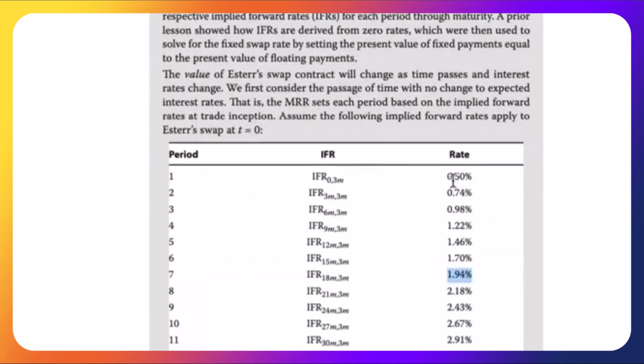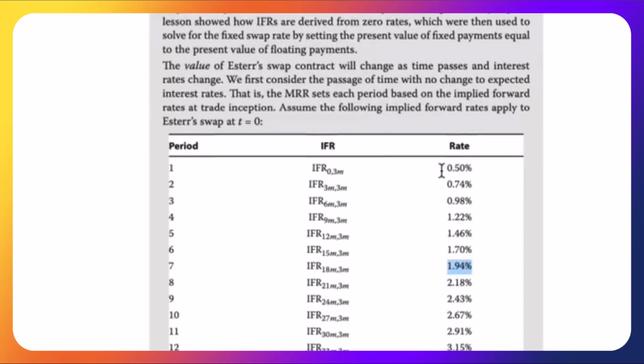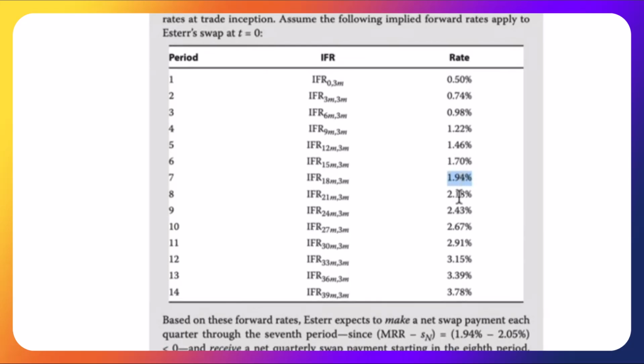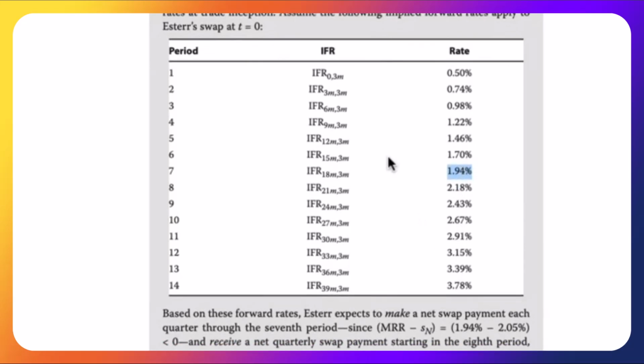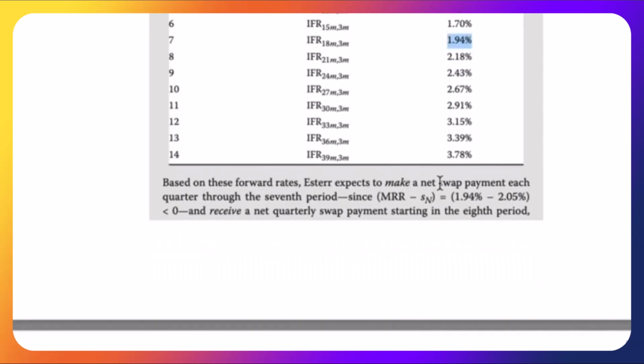So on the first period, we pay 2.05. We get 0.5 back. We're going to make a net payment. We make a net payment all the way to the 7th period. In the 8th period, the floating rate is now higher than the fixed rate, so we would be receiving payments for each payment after that. So we'll be making a net payment up to the 7th period, and then the last 7 periods we will be receiving a payment.